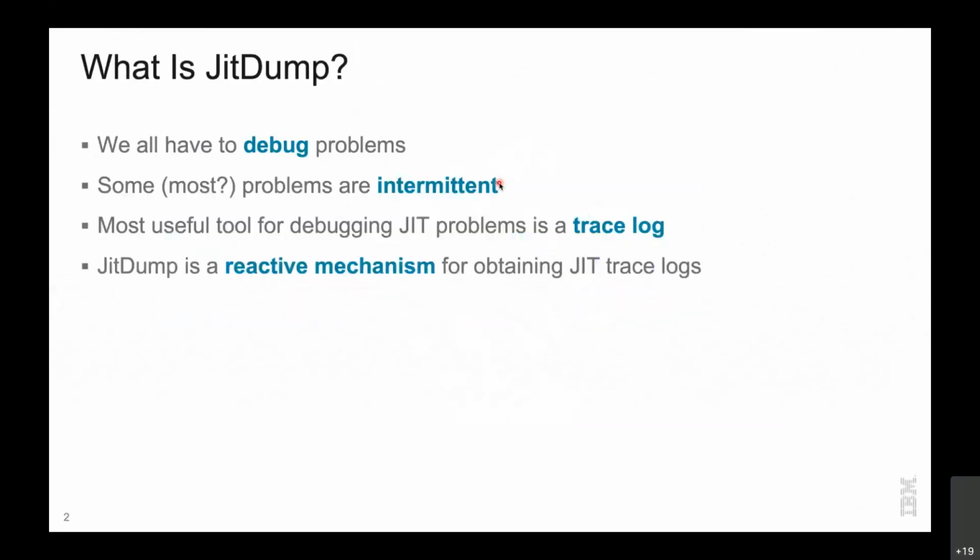All right, so what is JitDump? Well, as developers working on the JIT compiler within OpenJ9, we all have to debug problems, either from test failures or during development. Some, if not most, of these failures we encounter are actually intermittent. We want to ensure that we have enough information to debug JIT-related issues when they first occur. And one of the most important tools for debugging such issues are the JIT trace logs. So JitDump is a reactive mechanism for obtaining JIT trace logs after a problem happens, and that happens within the same JVM that's actually executing and that caused the problem in the first place.